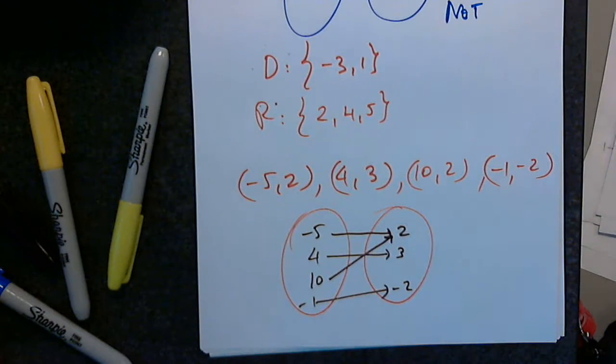Yes. To each x, only one y. It is allowed that two x values go to the same y value. That is okay. When it comes this way, then it's not a function. So what is the domain? I will put it in order: -5, -1, 4, 10. What is the range? I will put -2, 2, 3. Got it. But this is a function.